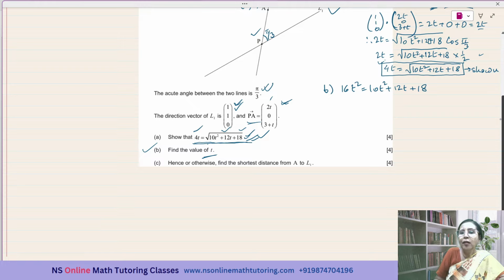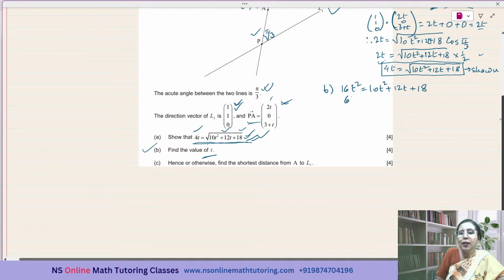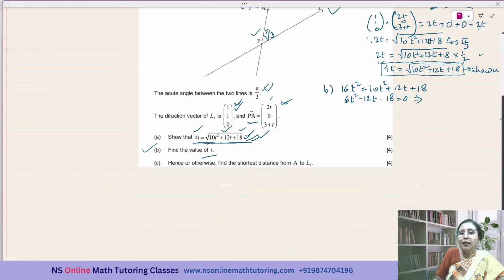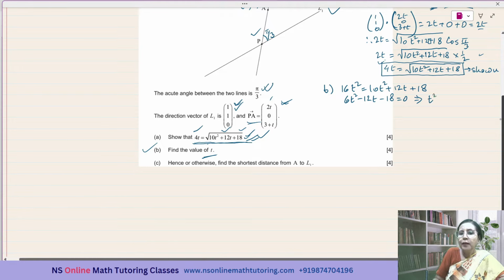Okay. And if we bring all these terms to the left hand side of the equal to sign and make the right hand side equal to 0, what happens? 16t square minus 10t square is 6t square, and minus 12t minus 18 is equal to 0. Or if we divide the entire equation by 6 just to reduce the coefficients and the constant term, we get t square minus 2t minus 3 equal to 0.